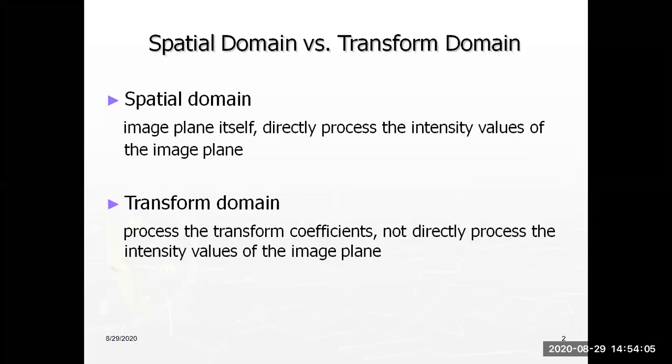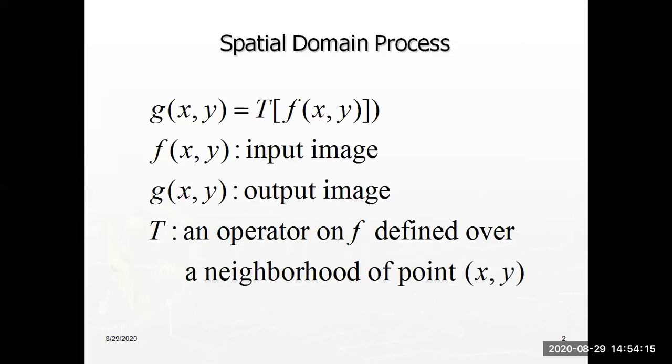After converting the image from the spatial domain to the transform domain, we apply the intensity operations. This is the basic difference between spatial and transform. Here I'm showing the mathematical representation of intensity transformation techniques, that is g of x comma y equals T of f of x comma y.